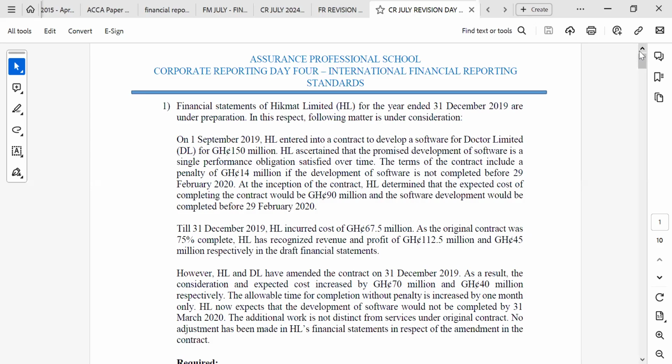What do we mean by a single performance obligation satisfied over time? If they say performance is satisfied over time, it means that you are going to be performing the obligation bit by bit, not only at the end of the agreed period. So you are coming to do a work for me. Maybe the work will take 10 days. So you come and do the work bit by bit over the 10 days.